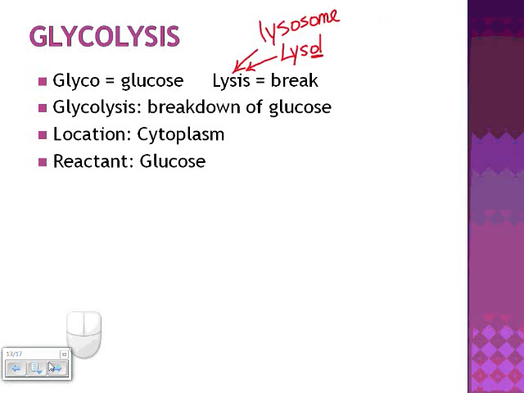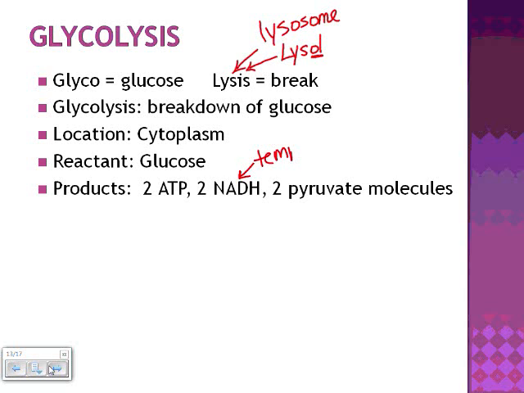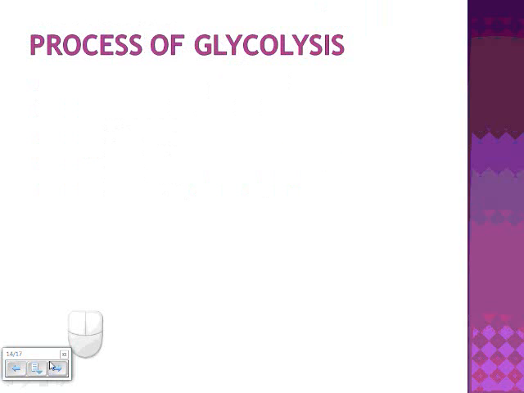Taking place in the cytoplasm, like we said, what's going in is glucose. What's coming out are 2 ATP, 2 NADH. This should be very similar. We had an NADPH in photosynthesis. The one with the P goes with the word with the P. NADPH, P for photosynthesis. NADH is the temporary energy molecule in cellular respiration. Either way, both temporary energy. And then 2 pyruvate molecules are coming out.